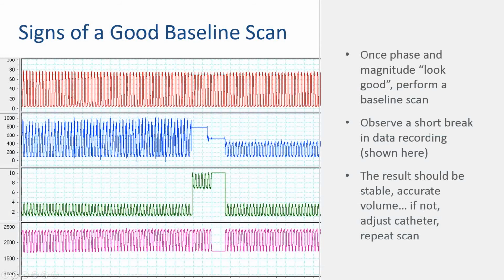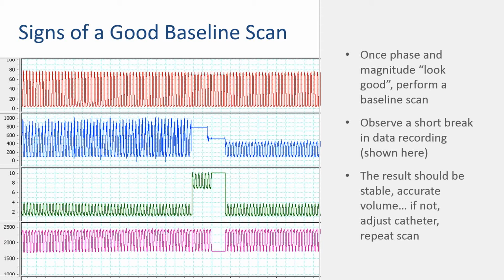Here, signs of a good baseline scan. So we're going through the steps as I showed you in this slide. And here we see the signs of the good baseline scan. After all signals, pressure, phase, and magnitude, are controlled and have a similar pattern as shown in the previous couple of slides, the baseline scan should be performed. This is very, very important. When scanning for baseline, push the enter button on the ADV 500 unit and observe a short break, and I'm putting the cursor where that short break occurs.